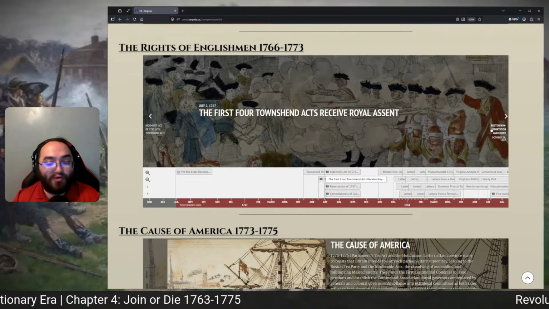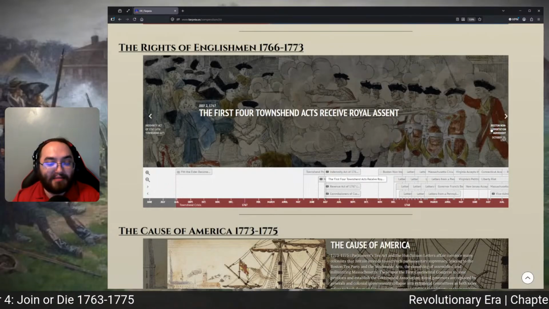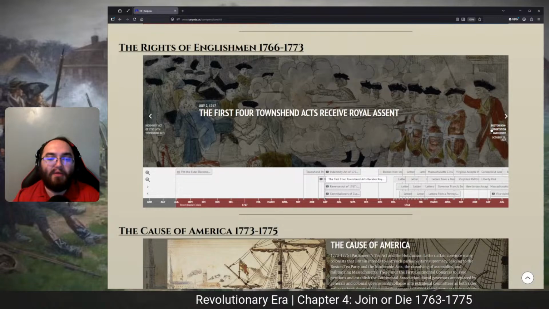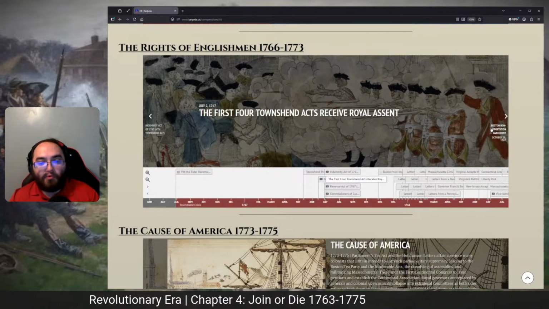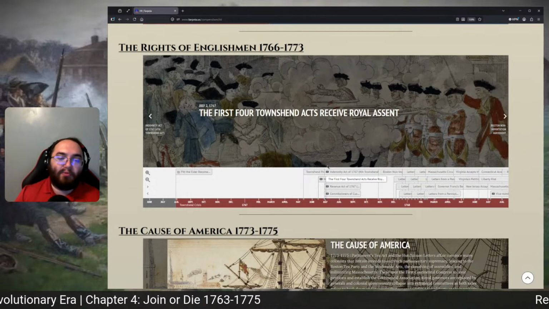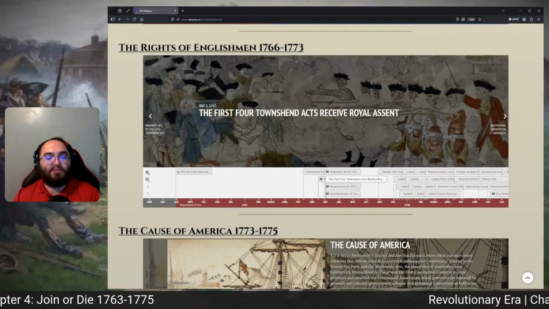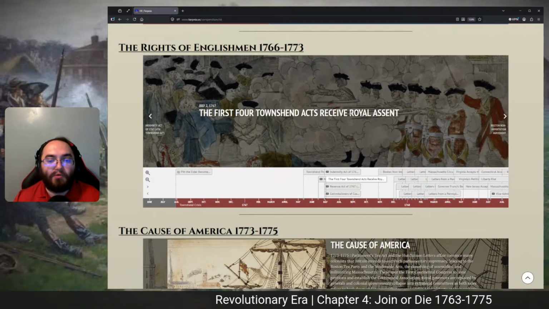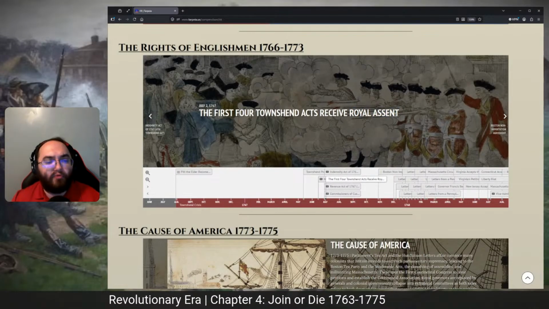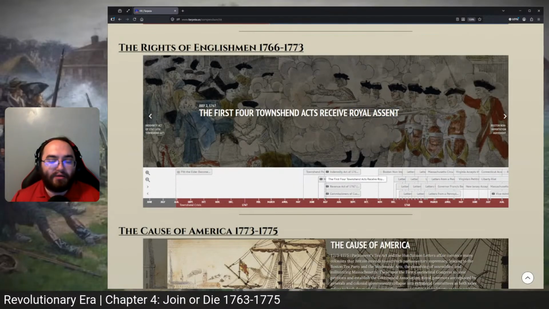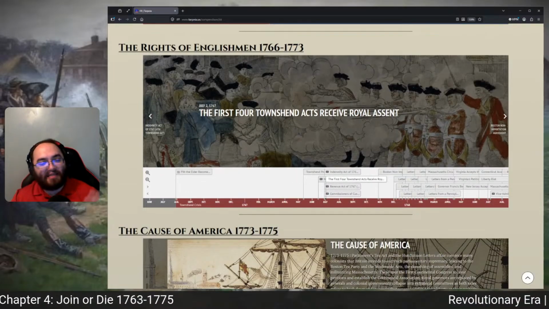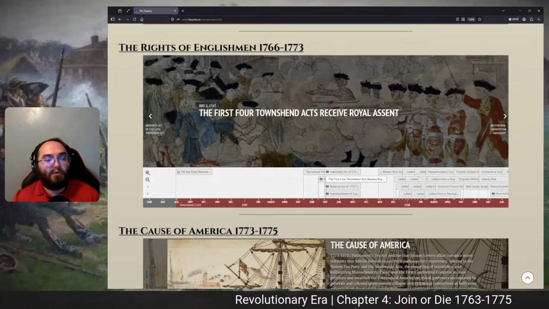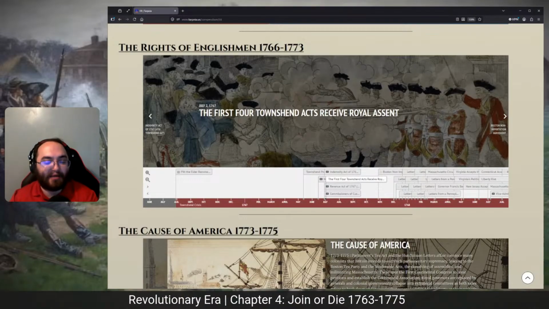These first four Townshend Acts will be passed on July 2nd, 1767, by receiving royal assent. So every single bill that passes through Parliament has to be signed into law by the king. That's what the royal assent is. It's pretty similar to our system, which I kind of don't like, where Congress has to get its bills signed by the president before the bill becomes an act.